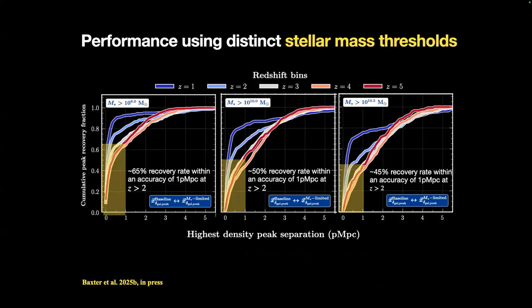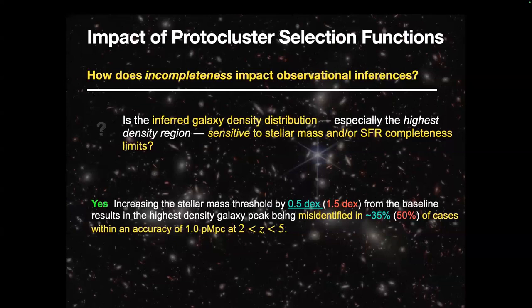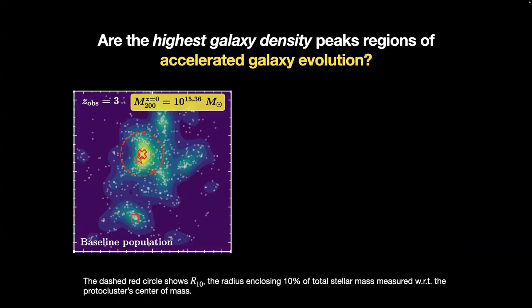This is just showing different stellar mass limits. So this is if you're complete to 10 to the 9, 10 to the 10, 10 to the 10.5. Obviously, the more complete you are, the higher the recovery fraction is; the less complete, the lower the recovery fraction. Okay, so is this location sensitive to stellar mass and/or star formation rate completeness limits? Yes. Increasing the stellar mass threshold by 0.5 dex up to 1.5 dex from our baseline sample results in the highest density peaks being misidentified about a third to a half of the time, within one physical megaparsec.